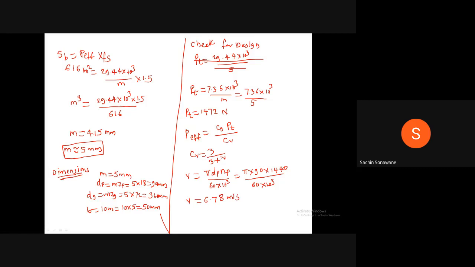Now substitute this value of V in this equation. CV is equal to 3 divided by 3 plus V, which is equal to 3 divided by 3 plus 6.78, which is equal to how much? Calculate CV. 0.3. Yes, it is correct. Now calculate P effective, the effective load.